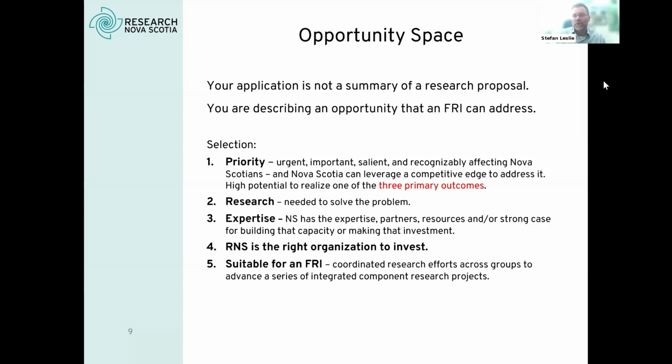that we have an opportunity that we really can't miss, that there's potential here to realize one of the 3 primary outcomes, which I've highlighted in red, and my very next slide is going to speak to those outcomes, and why research is needed to solve the problem.